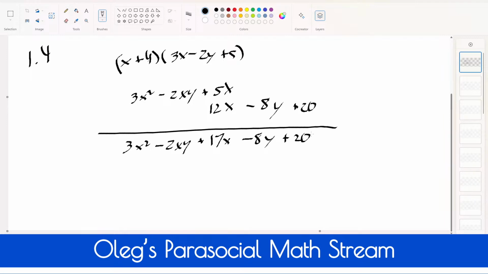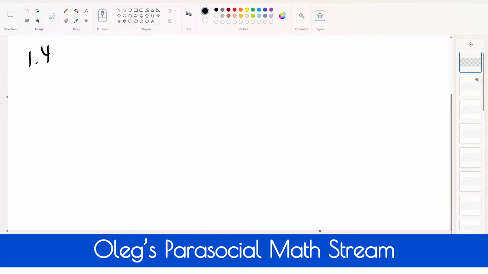All right, let me check the math real quick here. Let's see here. Minus 8y. Okay. All right, and minus 2xy plus 17 is 8y plus 20. Okay, yep, that's correct. Now we're going to do try it number 8. We're going to say 3x minus 1 times 2x plus 7y minus 9. Okay. All right, so let's do this.